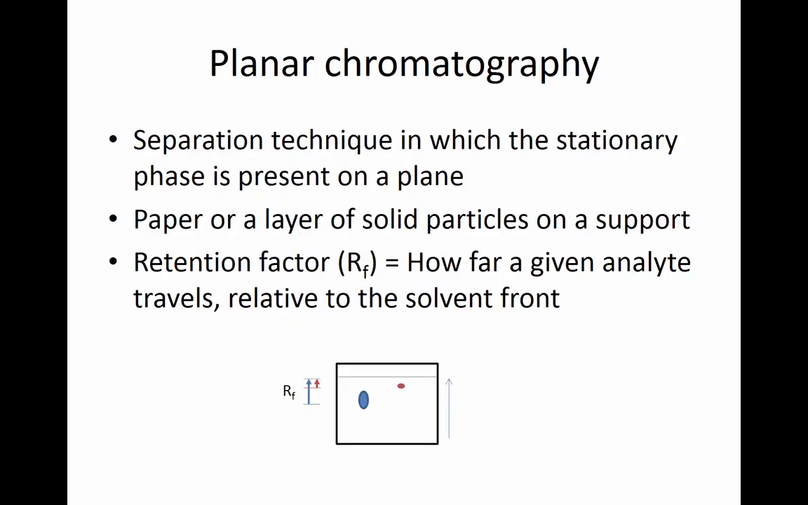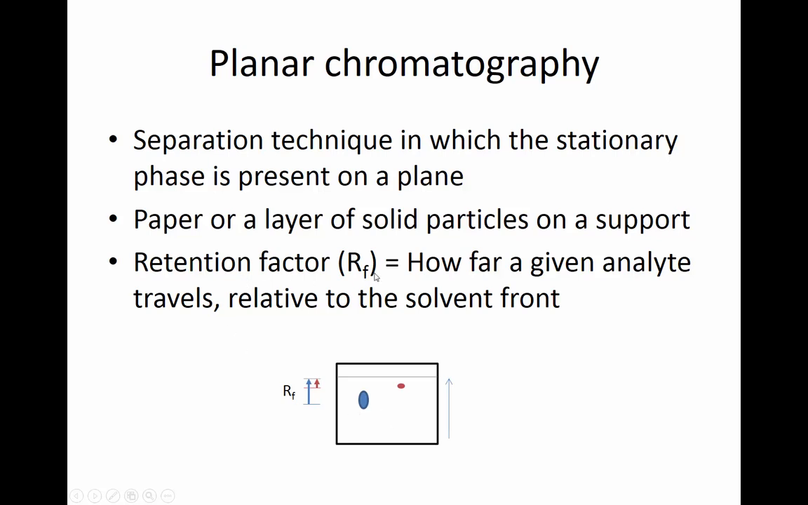And so that brings us to talking about planar chromatography. So we'll do column chromatography this week, but planar chromatography is a separation technique in which the stationary phase is present on a plane. And again, this can be paper, this can be polymer, thin layer chromatography, that sort of thing. So again, it's either paper or a layer of some kind of solid particles on a support, whether it's glass or plastic. Usually that support is inert and is not going to react or bind your analytes.